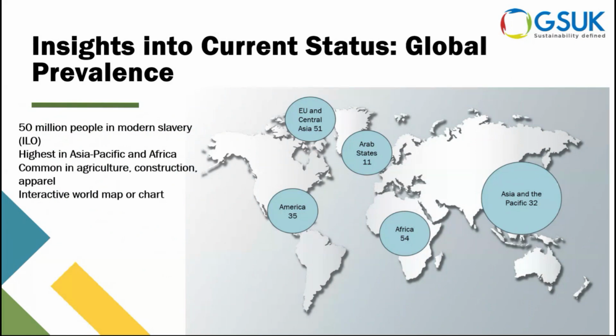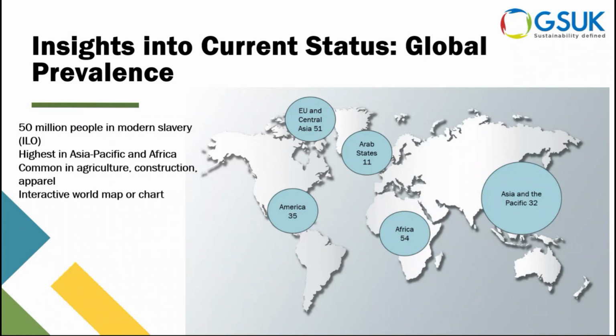Yeah. So just to give the current statistics of the situation. To reinforce what we are discussing, about 50 million people are impacted by modern slavery, as the ILO gives the statistics, and it's highest in Asia, Pacific, and Africa, as you can see. And it is common in agriculture, construction, apparel. Of course, other industries are also there, the emerging industries.